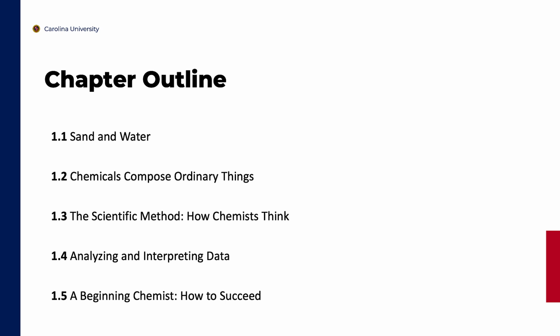You will learn that ordinary things are made of chemicals, and chemistry helps us understand their properties and behavior. We will also introduce the scientific method, the way chemists think and solve problems through observation, experimentation, and reasoning. Next, we will practice analyzing data and drawing conclusions, a skill you will use throughout this course and in real scientific work. Finally, we will talk about how to succeed in chemistry with the right mindset, study habits, and curiosity. You are more than capable of mastering this subject.